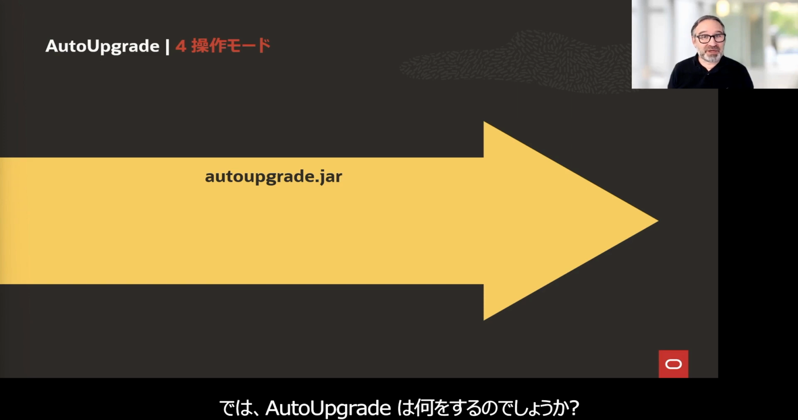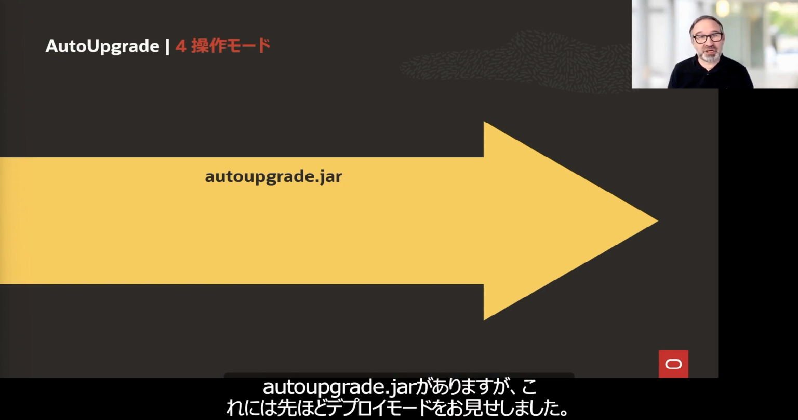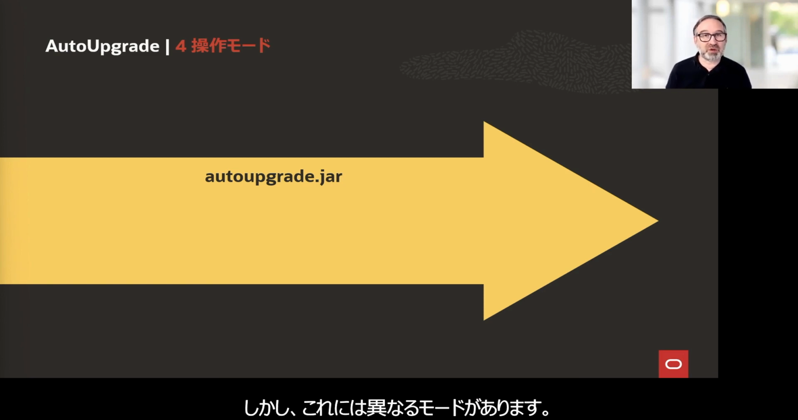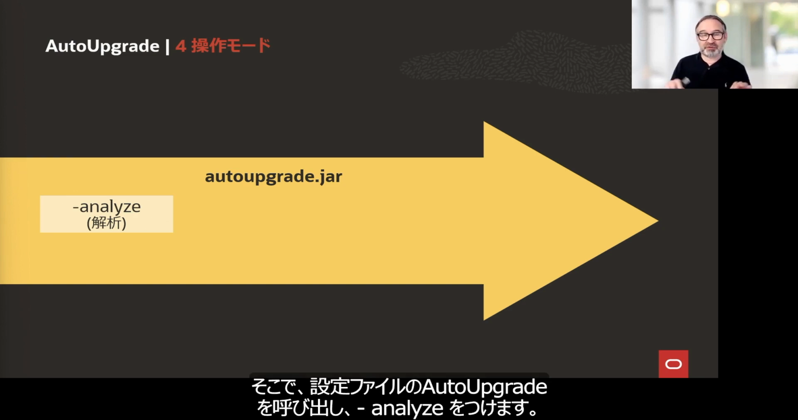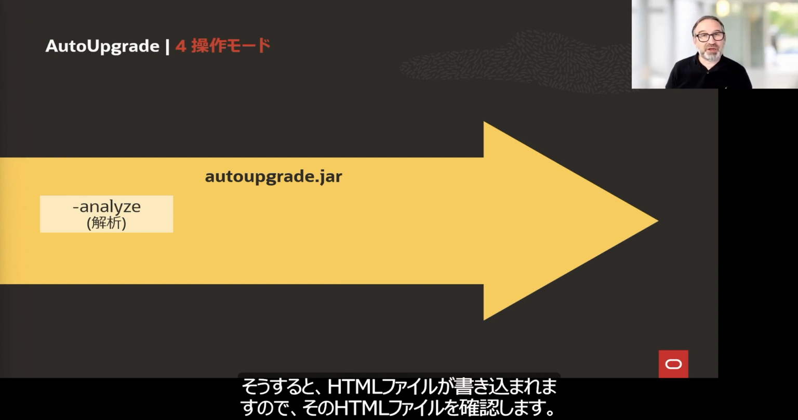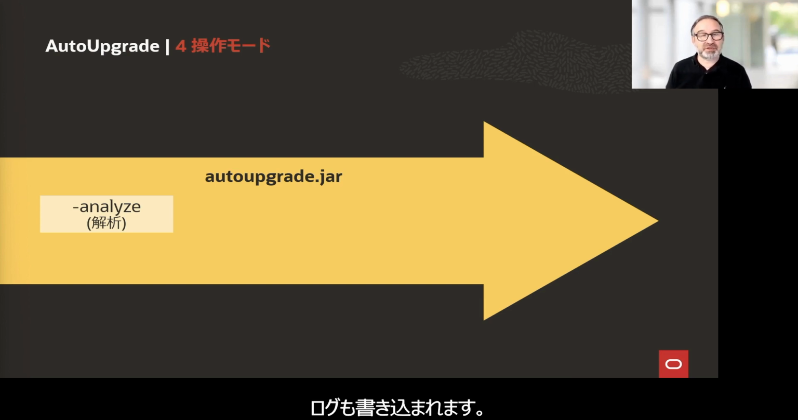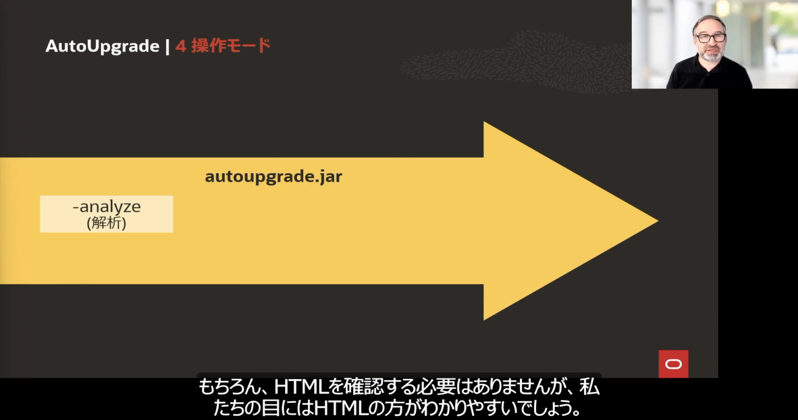So what does AutoUpgrade do? You have the AutoUpgrade jar, and I showed you the deploy mode before, but it has different modes. Best practice is that you run analyze mode first. So you call AutoUpgrade with the config file and then with -mode analyze. And when you do that, it writes an HTML file and you scan that HTML file. It writes also a log, of course. You don't have to scan the HTML, but it's easier for our eyes to just go through the HTML file.